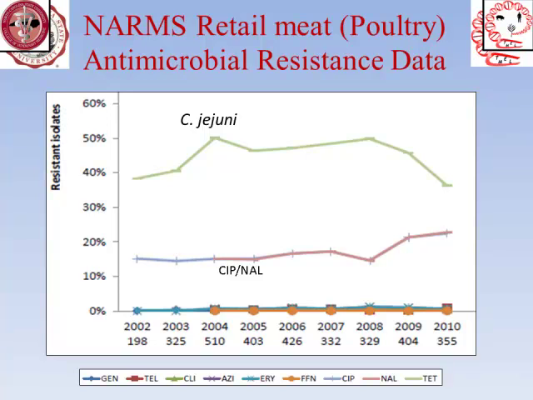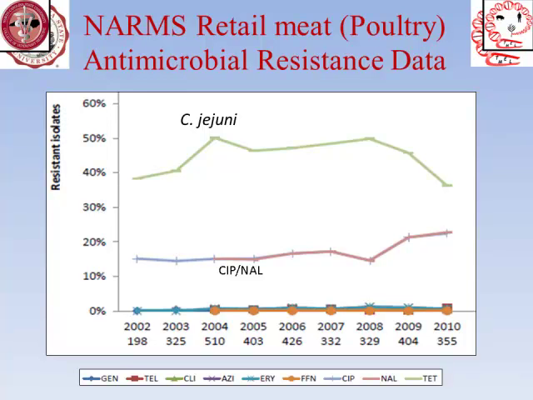Approximately 40% of the total retail poultry meat sold in supermarkets in the US is positive for Campylobacter jejuni. So if you buy 10 different chicken breasts, at least four of them will have Campylobacter. It's a very big number. That's why it's the number one risk factor for getting infection with Campylobacter.